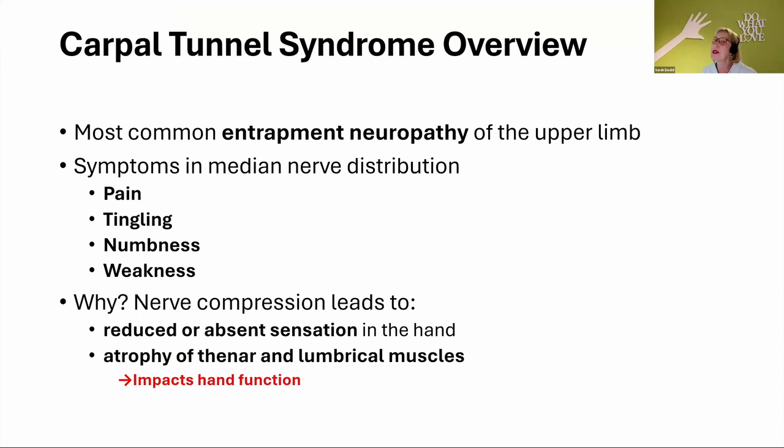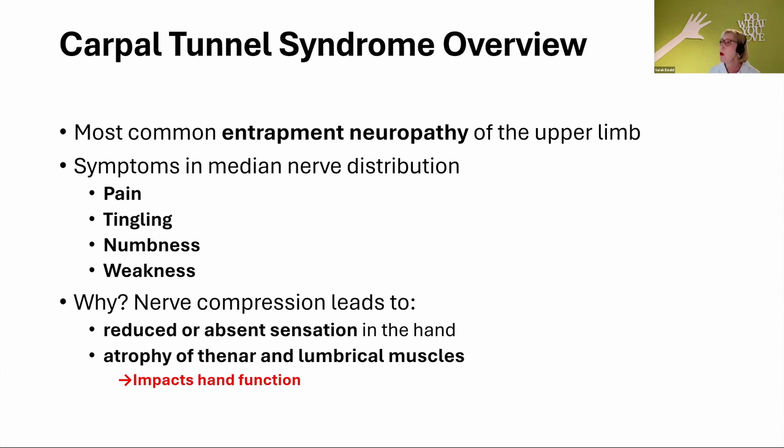Carpal tunnel syndrome is the most common entrapment neuropathy of the upper limb. Entrapment neuropathy, it's a wonderful word. We talk about that a lot for other things as well. It simply means that the nerve is getting caught and compressed somewhere. It's also sometimes called compression neuropathy. The symptoms are usually within the median nerve distribution. Patients will complain of pain, tingling, numbness, and often weakness.